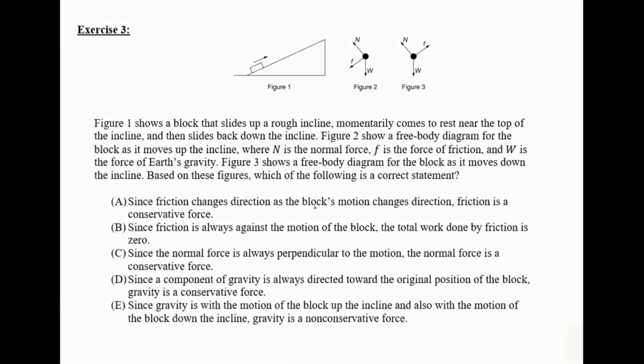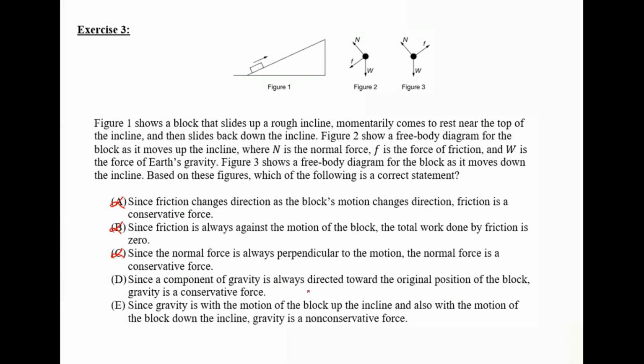Since friction changes direction as the block motion changes direction, friction is a conservative force. We know that friction is not a conservative force. Since friction is always against the motion of the block, the total work done by friction is 0. No, the work done by friction is always negative. Since the normal force is always perpendicular to the motion, the normal force is a conservative force. Now we know that the normal force is not a conservative force.